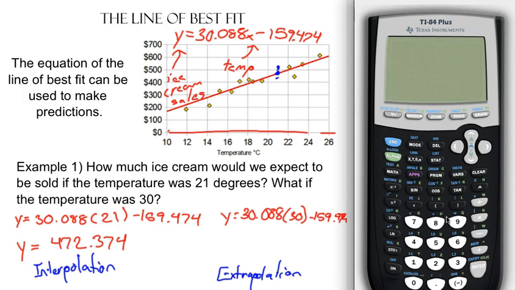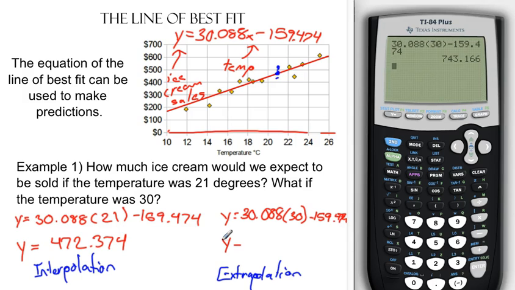So if I clear out my data, actually, if you hit second enter, it brings up the last thing you typed in, and I can simply replace that 21 with a 30. And so I would predict, if this were the case, that I would sell somewhere in the neighborhood of $743 and roughly 17 cents worth of ice cream. And so this is extrapolation, predicting outside of the range of the data.